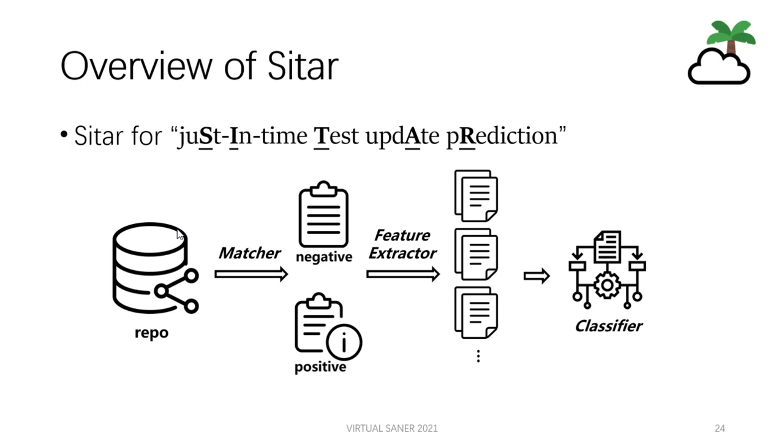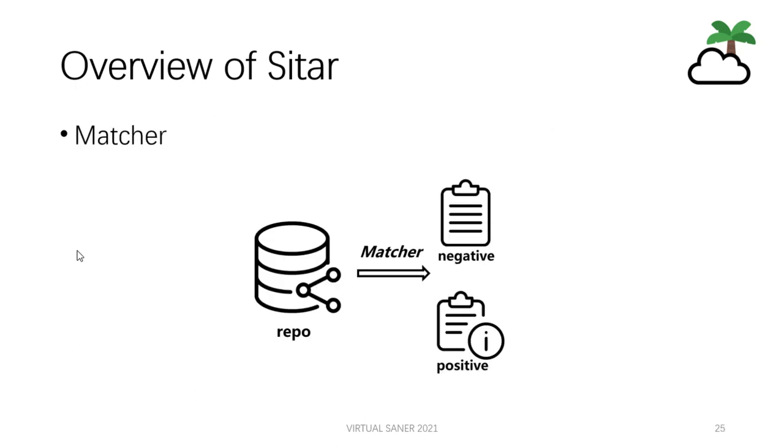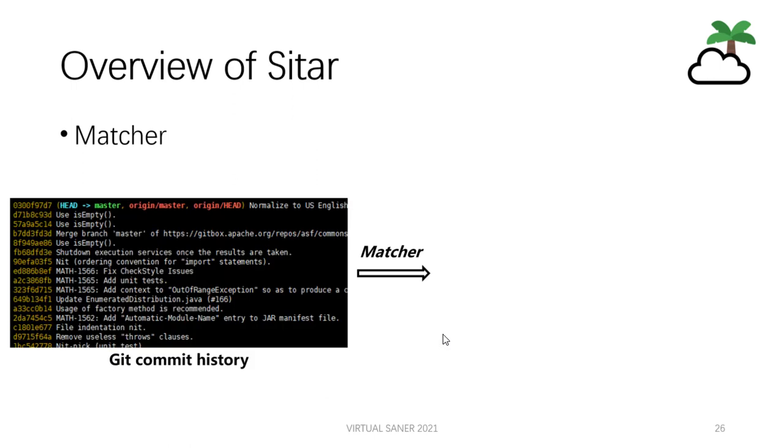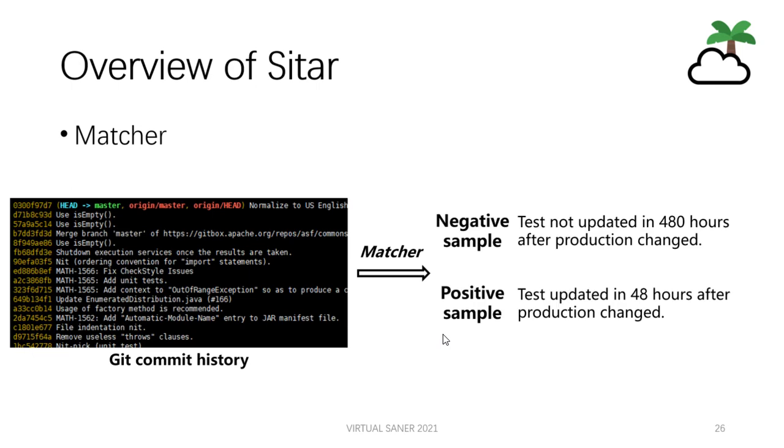Theta consists of three components highlighted in italic font. The first is the matcher, which matches the production code and its corresponding test code. It also divides these production test pairs into either positive or negative samples, just like we have done in the third empirical study. Specifically, the matcher accepts the Git commit history of the projects and outputs two types of samples, the negative samples and the positive samples.